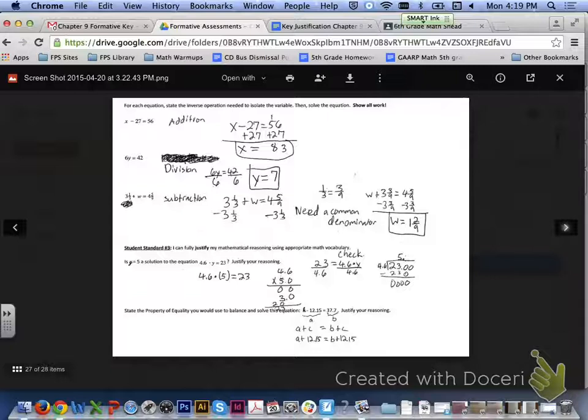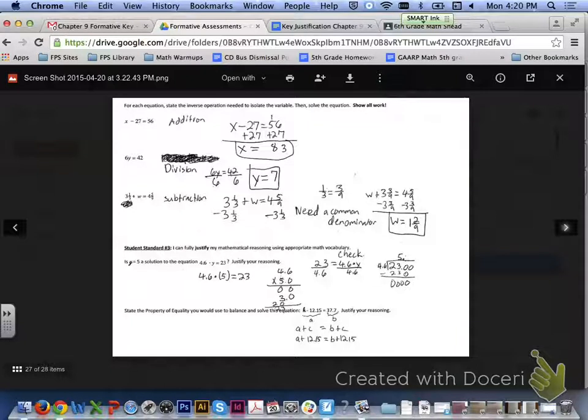Now on all of these, you have to make sure that you're showing all the steps. In order to get full credit, you need to show all the steps. So subtract 3 1/3 from each side, and w equals 1 2/9. You'd also have to convert 3 1/3 to 3 3/9 in order to do that subtraction, to get that common denominator.